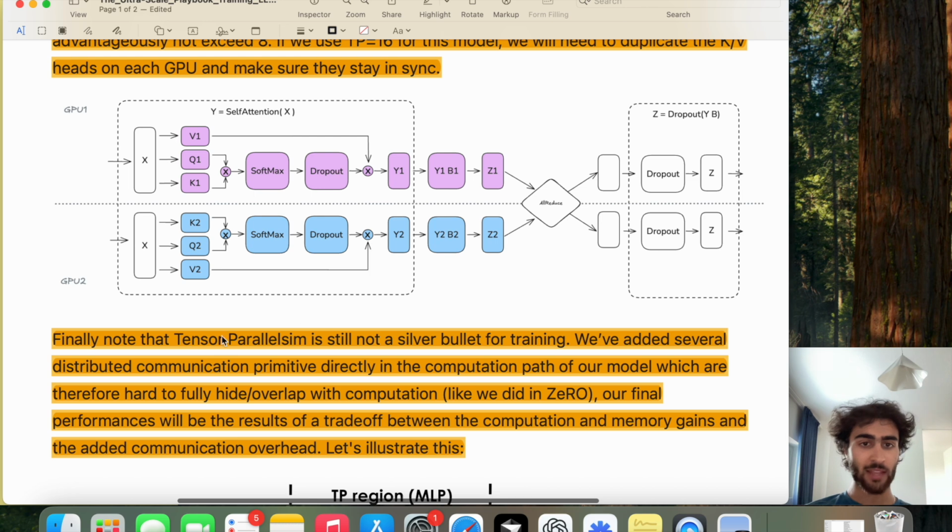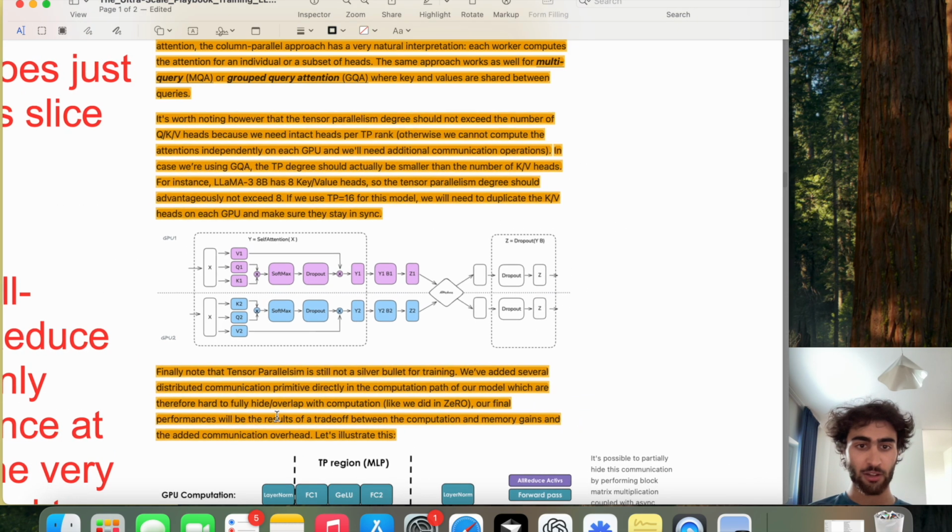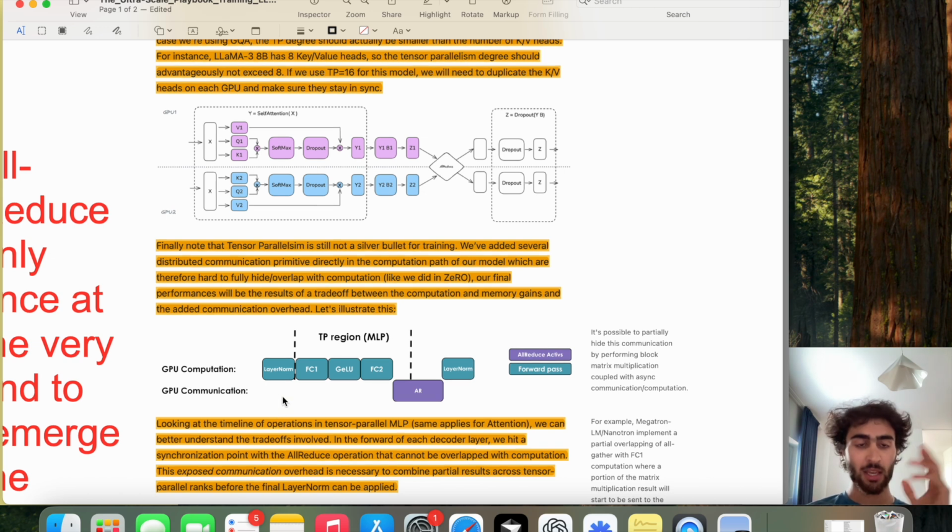And let's finally note that tensor parallelism is not a silver bullet for training. We've added several distributed communication primitives directly in the computation path of our model, which are therefore hard to overlap with computation, like we did with the zero redundancy optimizer. So our final performance will be the result of a trade-off between computation and memory gains and the added communication overhead. And to illustrate this, let's look at the graph of computation versus communication for a single GPU.